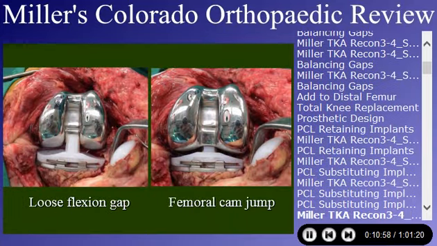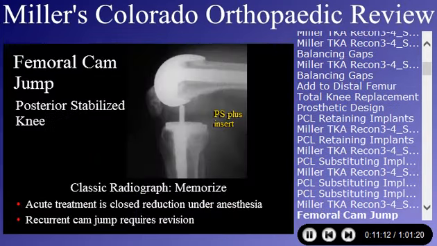Here's the posterior stabilized knee. You have that loose flexion gap like I show you there. You can jump that post, or jump that cam right in front of that post, right in this area right here. And this is the classic x-ray example for the boards. Posterior stabilized knee. You can see that the knee is subluxed, and it's on top of that polyethylene, and it's not in the right position. It just ain't right. And that is a cam jump. And I want you to memorize that.